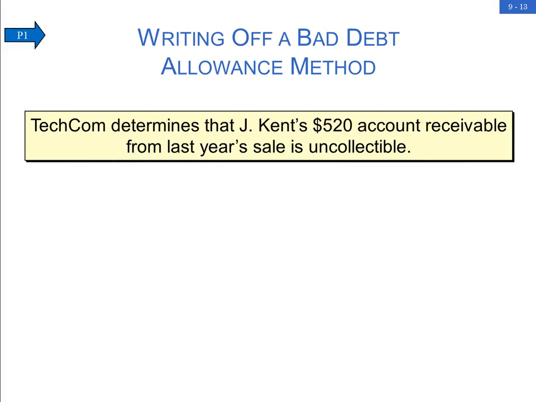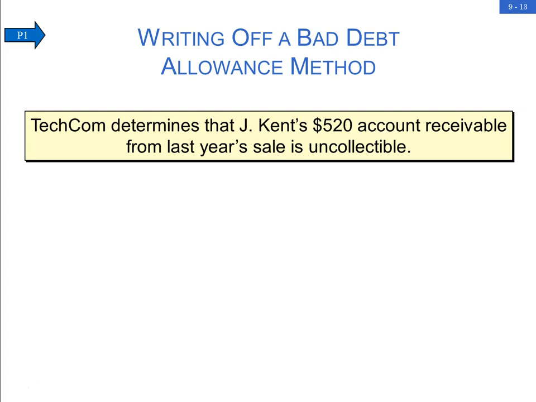Now, let's go through some of the same scenarios that we went through before. Let's say we determined that Jay Kent, that same customer who owes us $520 from last year, we realize now in the next year, okay, fast forwarding, let's say we're in January now, is not going to be able to pay that $520 for any of the reasons. He writes us a letter or he calls us and says, sorry guys, I'm out of business, I'm broke, not going to be able to pay you.